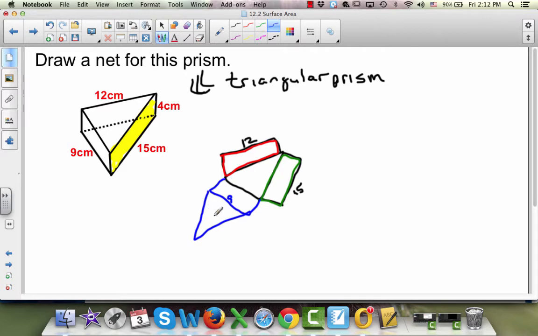Whenever you go to do this, you would fold up this side, fold up the 15, fold up the 12, they would meet. Then you would fold up the 9, and it would form the back of it. And when the 9 is folded up, that triangle goes to the top, and you fold it down, and you've got your three-dimensional figure again. So this is a net for the triangular prism that we have right here. Okay?